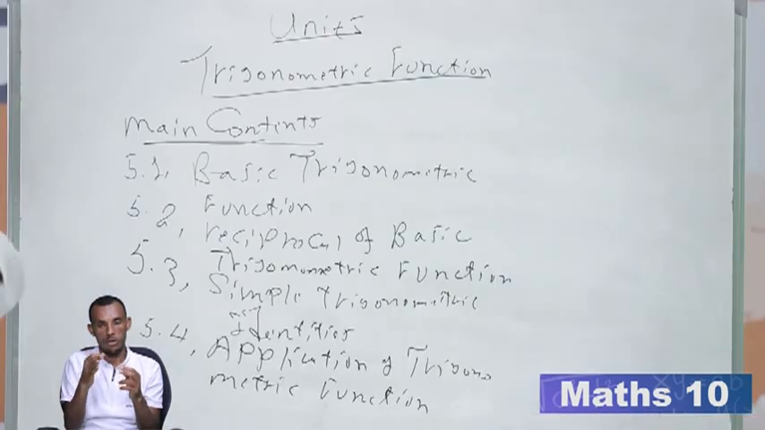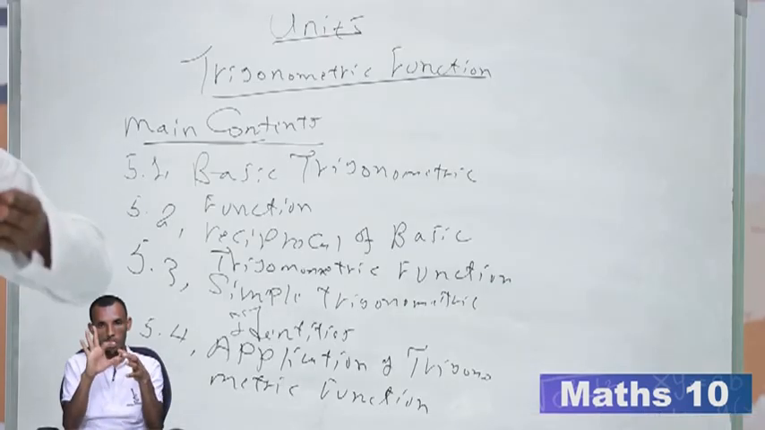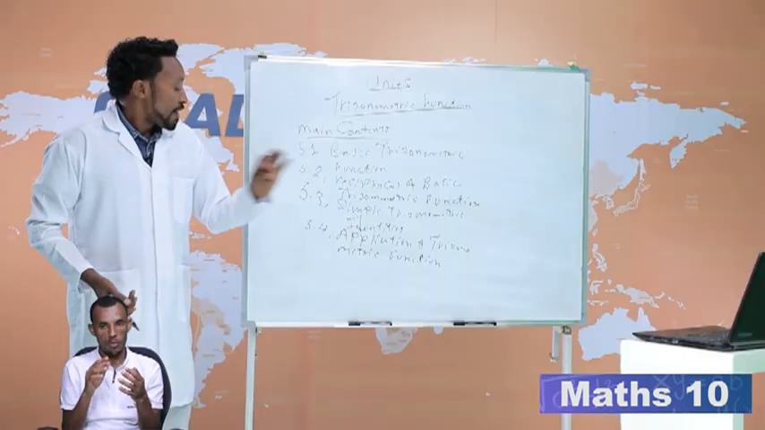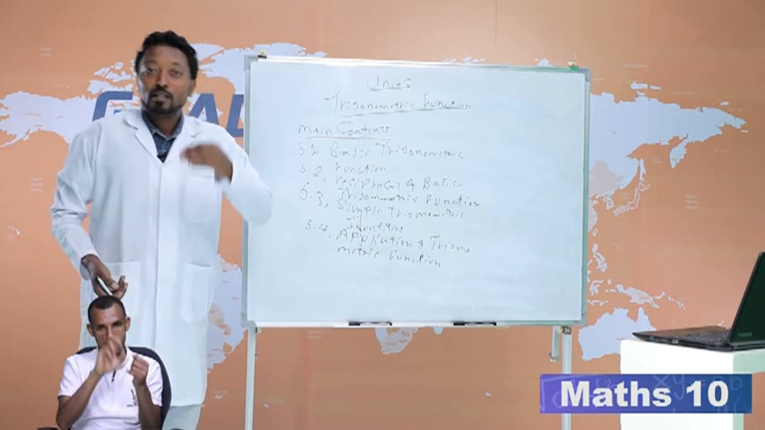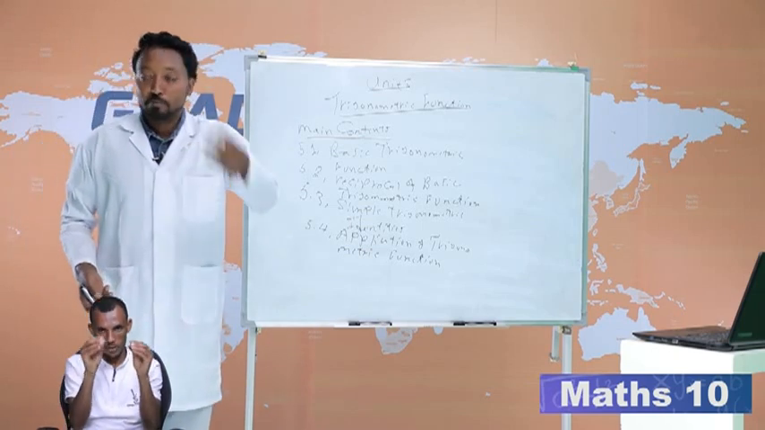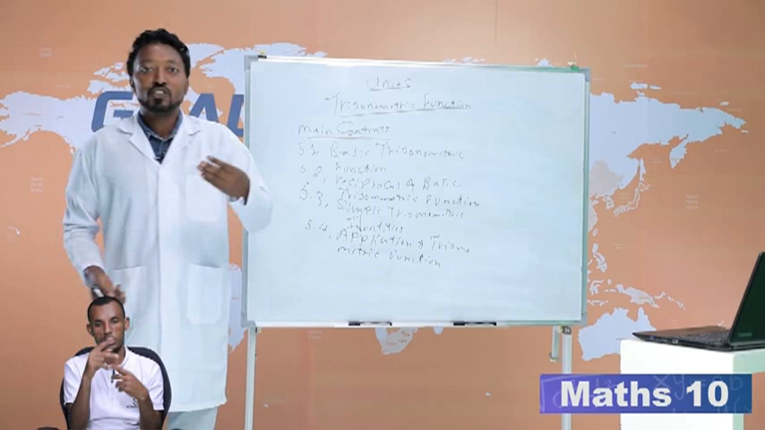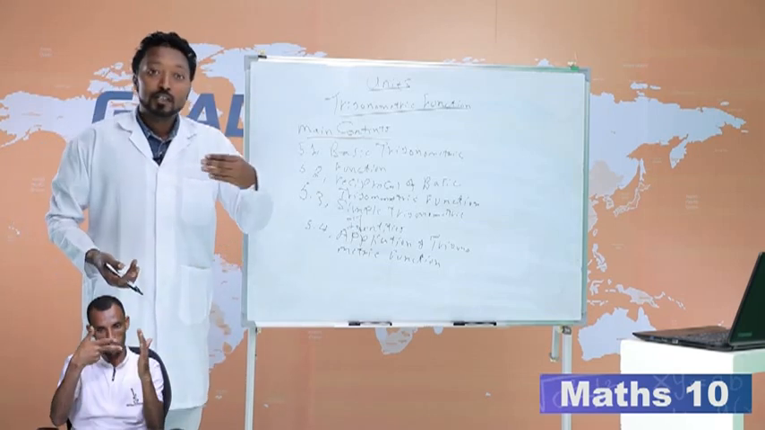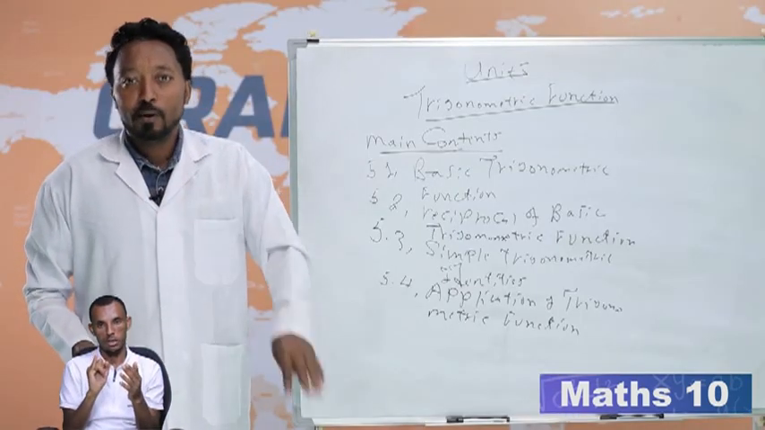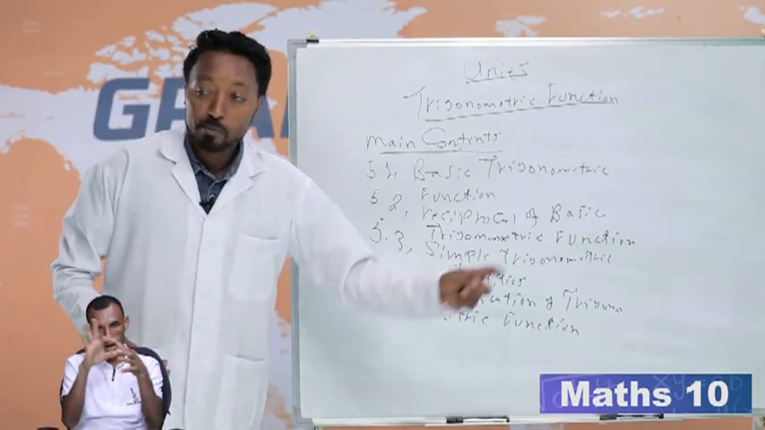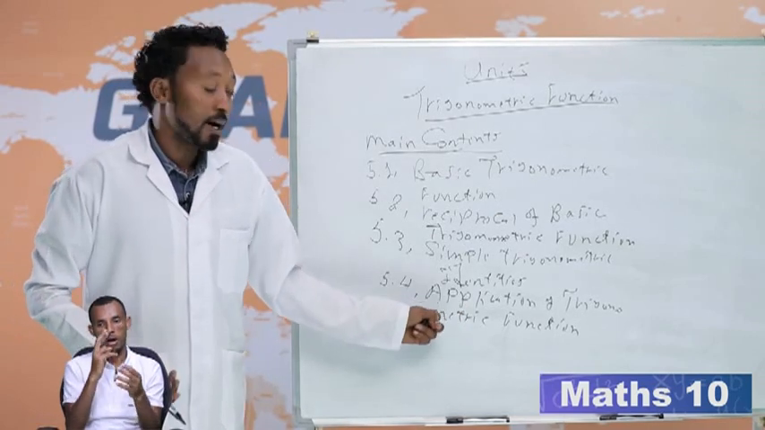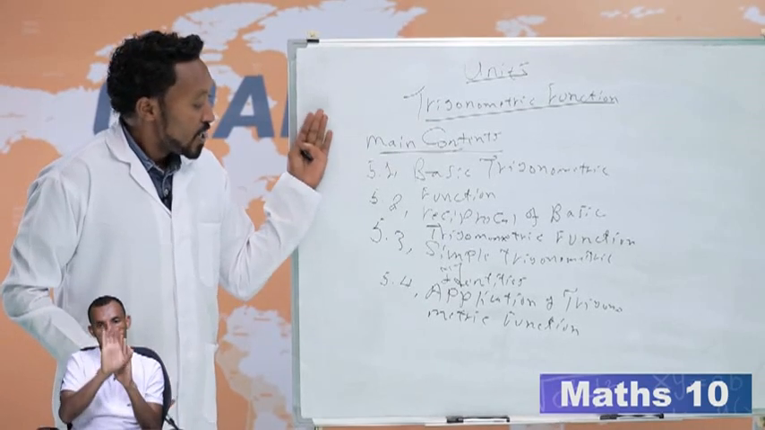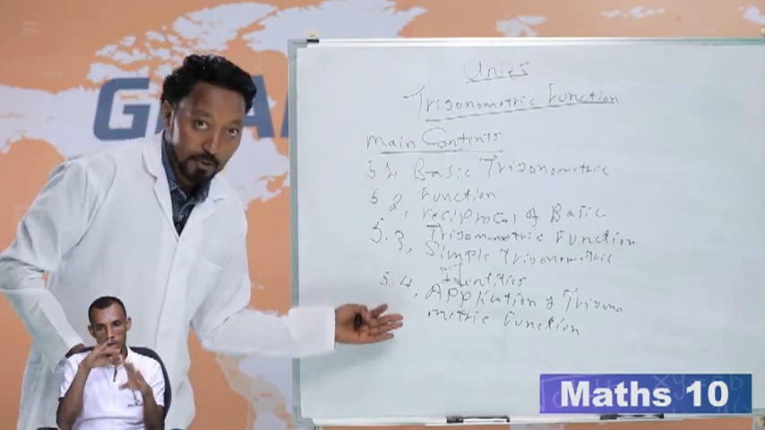There is identity, related to the Pythagoras identity. There are identities of trigonometry. I will see that one in 5.3. And also the last one: any mathematics has its own application. Therefore, trigonometric function has its applications. There is a certain variety of applications related to trigonometry. These applications are seen in detail in the application of trigonometric function. These are the main contents seen in this whole chapter.